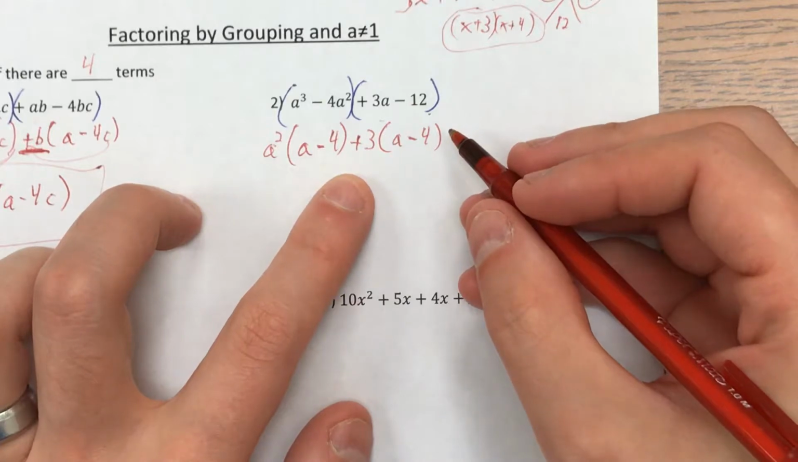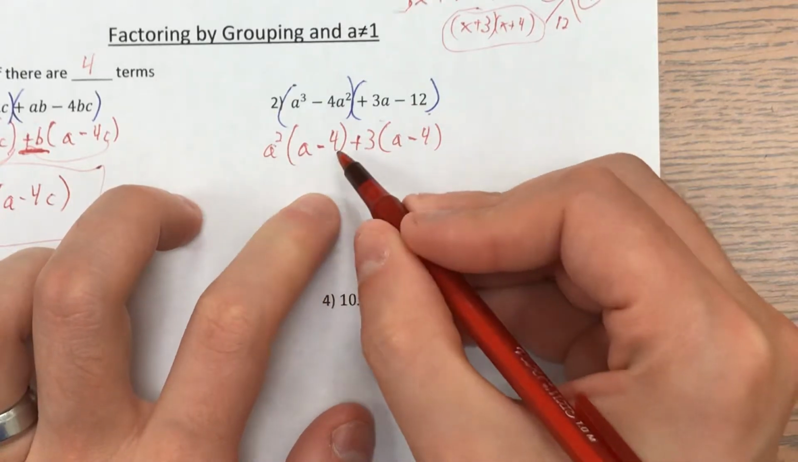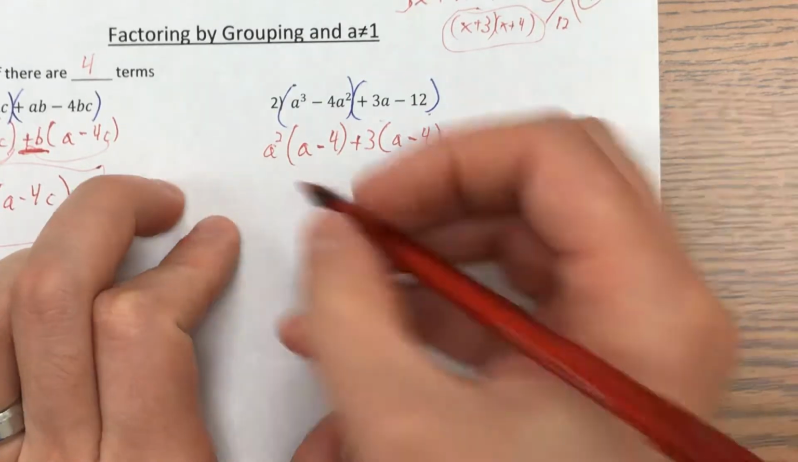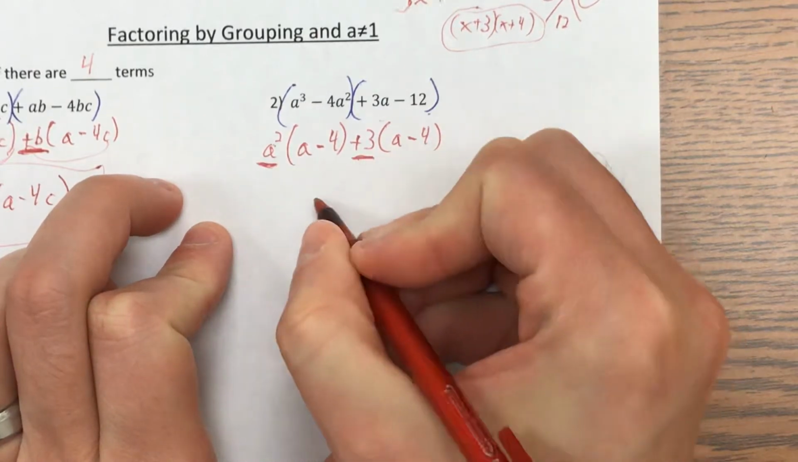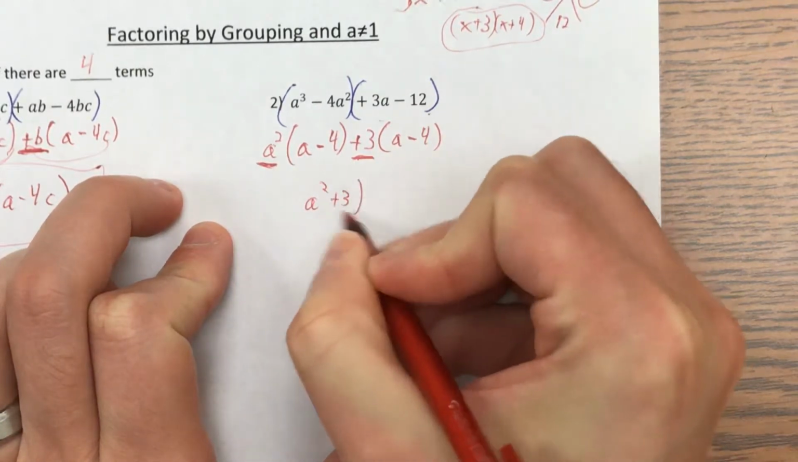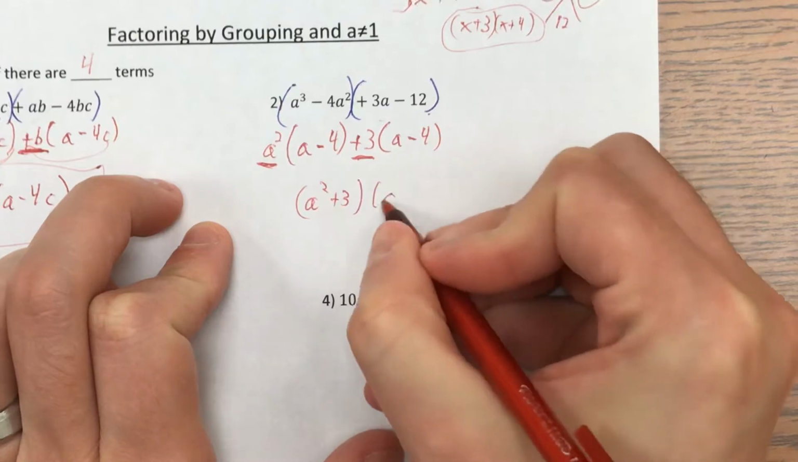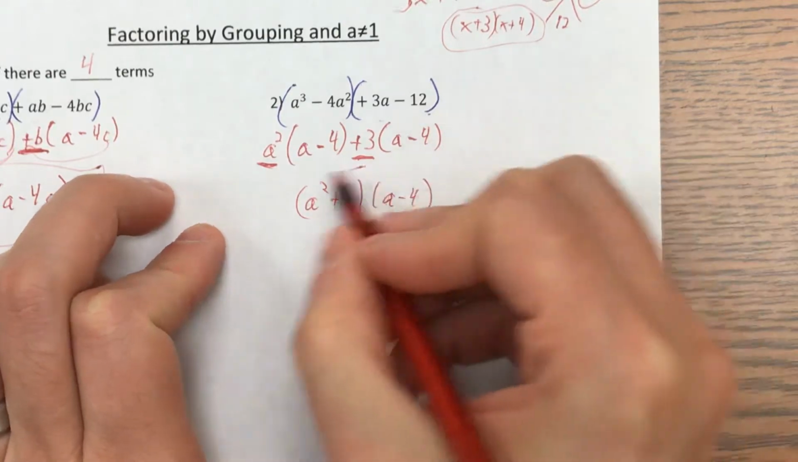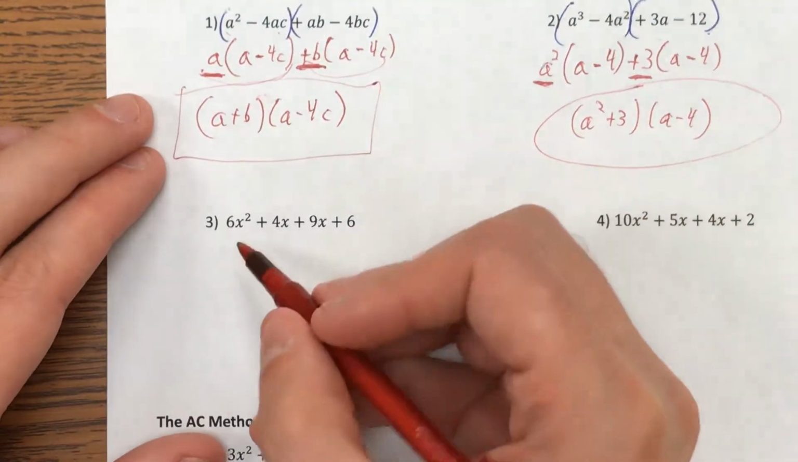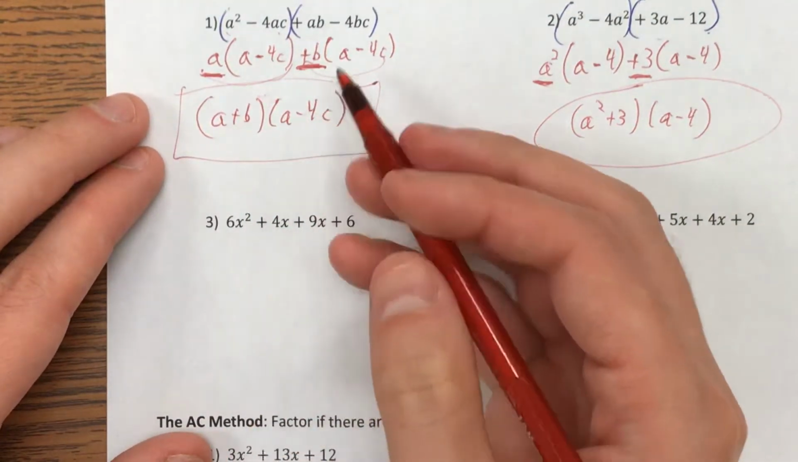Or you can remember what I said before. Hey, they have to match. So if this is a 4, that's got to be a 4. And the answer will be A squared plus 3, and then A minus 4. Boom, boom.